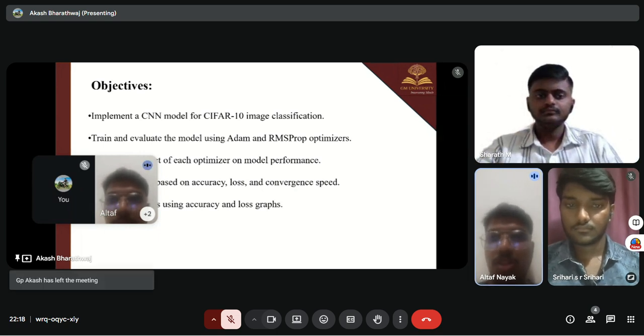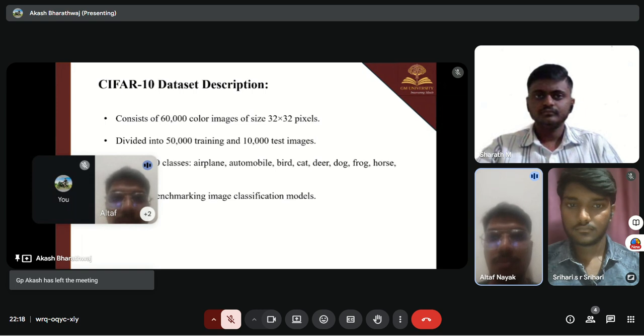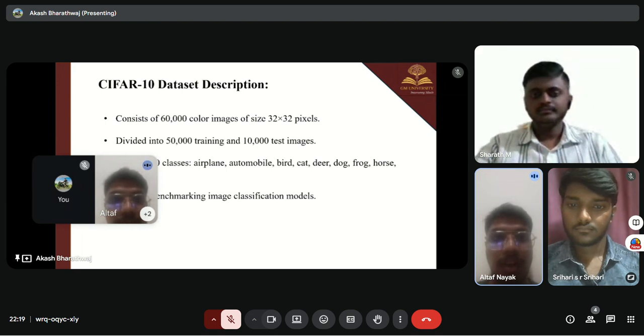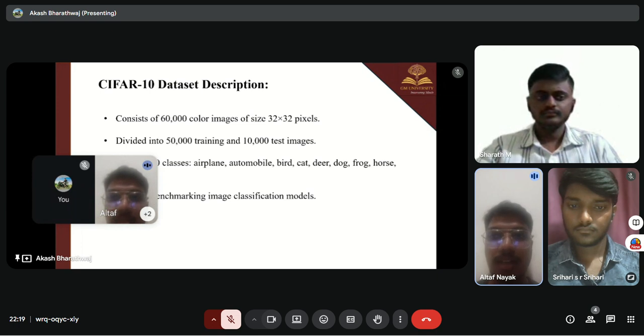Next, we will discuss the dataset which we have used. The dataset used here is CIFAR-10, which consists of 60,000 color images of size 32 by 32 pixels, divided into 50,000 images for training and 10,000 images for testing. This dataset includes 10 classes, such as aeroplane, automobile, bird, cat, deer, dog, frog, horse, etc. It is used for benchmarking image classification models. Thank you. Next, my friend will continue.